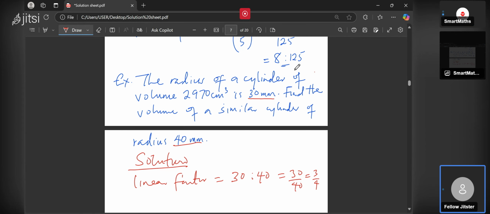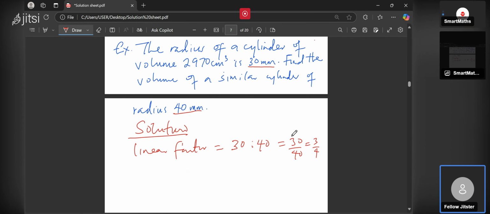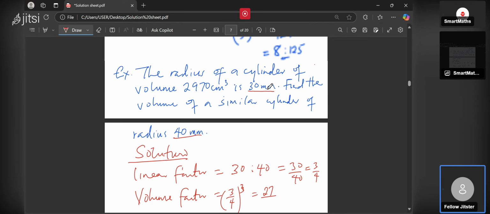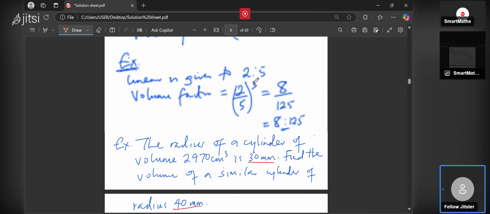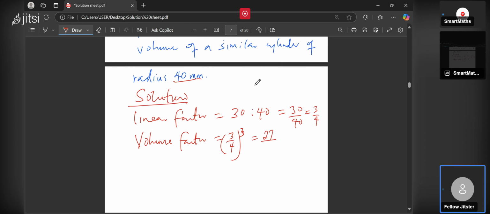So from here we can get the volume factor. The volume factor will give us 3/4 everything cubed. So 3 cubed is 27. Don't forget what we have here: we are going to cube under our volume. That's 27 over 64.